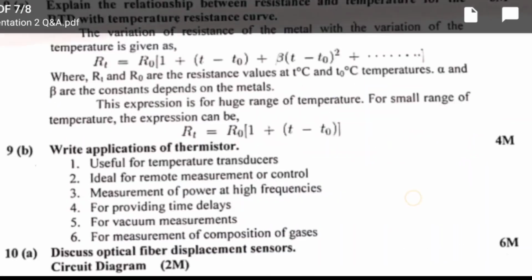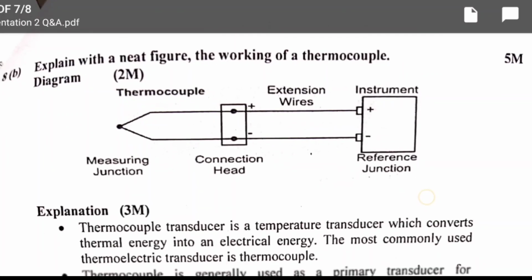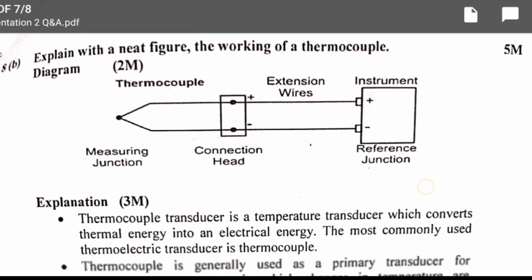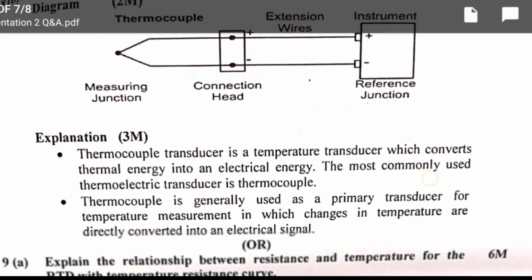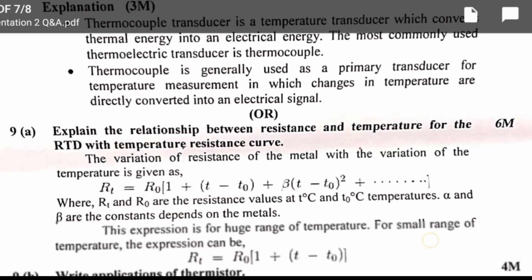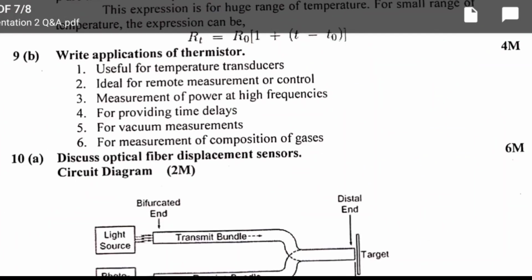Next is the thermocouple, how it works. When two different metals are joined together, it becomes a thermocouple. It measures temperature. It has a measuring junction, a connection head, like that. What are the applications of a thermistor? Temperature measurement; it is a temperature transducer.